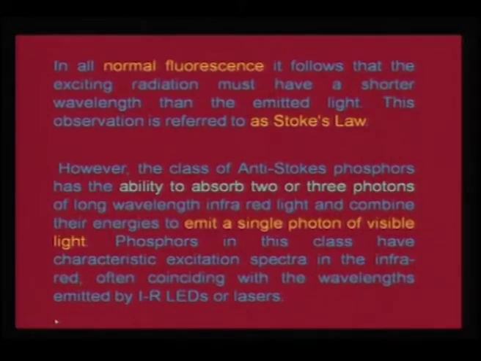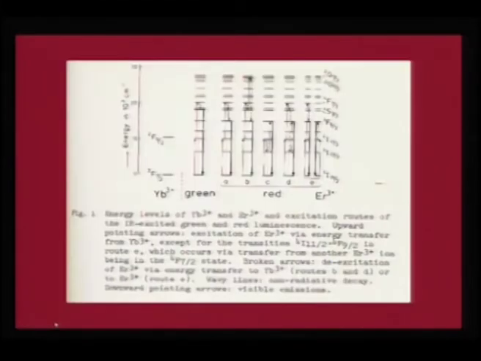In all normal fluorescence, we know that this behaves based on Stokes law. However, in anti-Stokes phosphor, we have 2 or 3 photon absorption, and they emit a single photon of visible light. This is another example of how the IR excited phosphors behave.